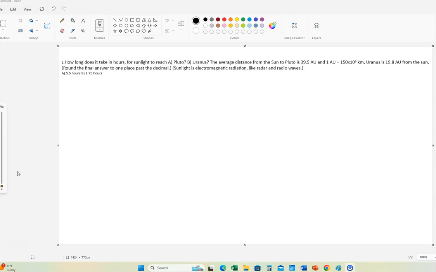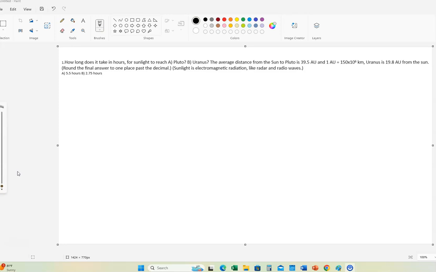to reach A, Pluto, or B, Uranus? The average distance between the sun and Pluto is 39.5 AU, and 1 AU is 150 million kilometers. Uranus is 19.8 AU from the sun. We're going to round the final answer to one place past the decimal. And of course, sunlight is electromagnetic radiation, radio waves, visible light, infrared, all of that travels at the speed of light.